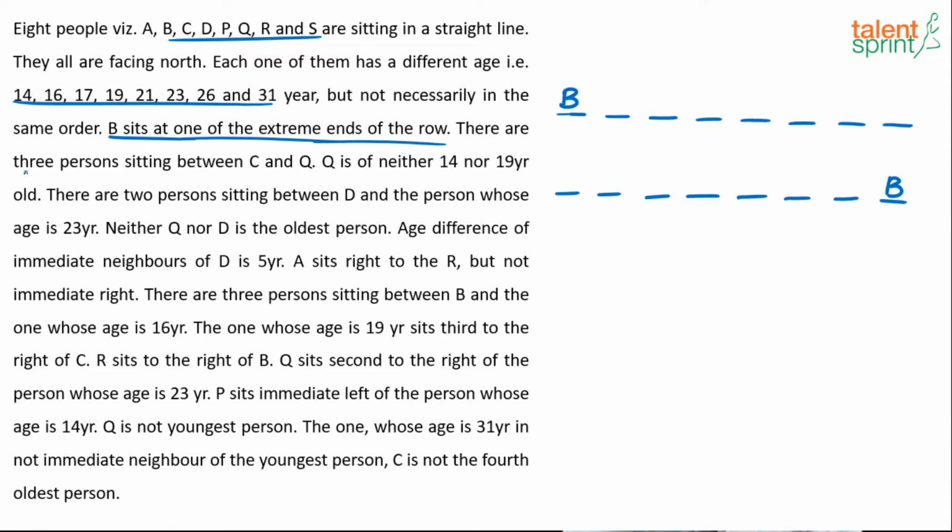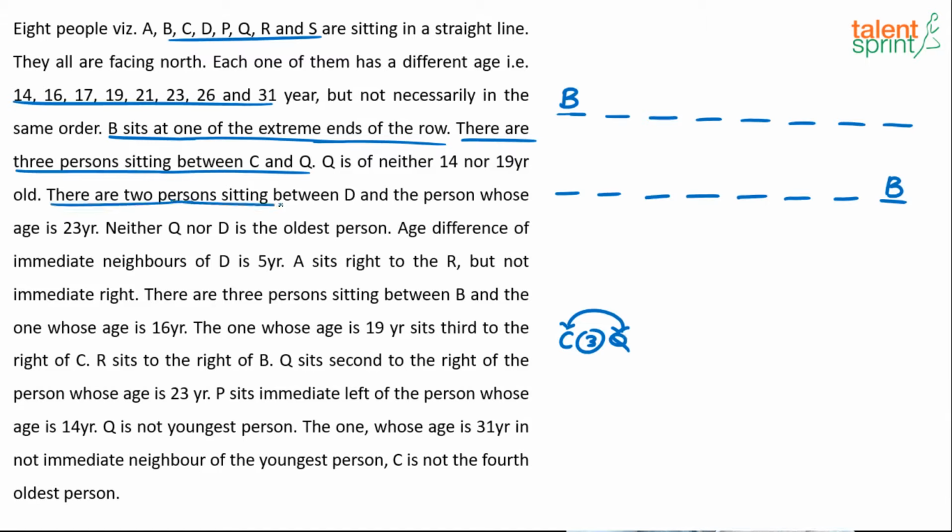Next, there are 3 persons sitting between C and Q. Now this cannot be used unless we know the exact position of C or Q. So I'll try to make a pictorial representation of this. 3 persons between C and Q. So C3Q means there will be 3 persons between C and Q, and of course I can swap their positions. It can be C dash dash dash Q or Q dash dash dash C. Okay, Q is neither 14 nor 19 years old. So we will come to this point later. I mean, not useful immediately. Q is neither 14 nor 19.